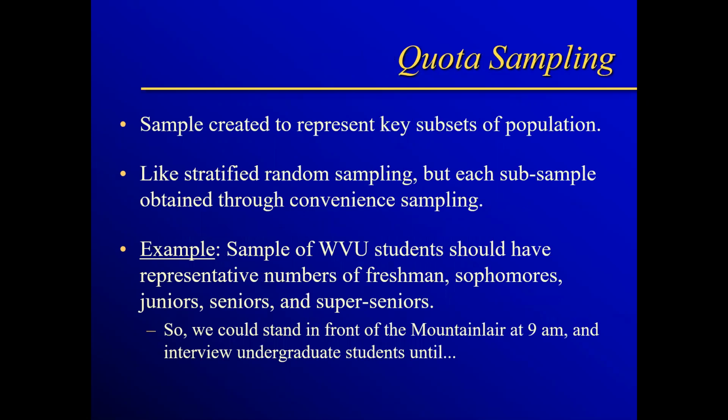So then there's something called quota sampling, which is getting a little bit more specific, but it's just like the stratified random sampling that we talked about a couple minutes ago. Your sample is created to represent key subsets of the population. Remember, going back, this is the example of I want only 4 85-year-olds and 19, 20 to 24-year-olds.